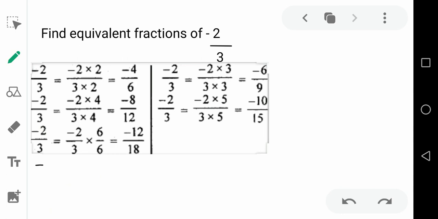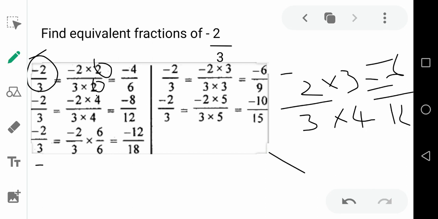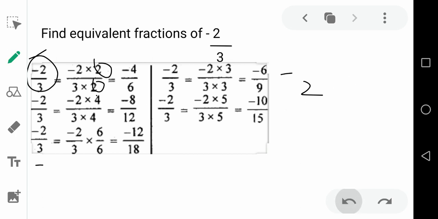So find equivalent fractions of minus 2 by 3. So what will you do? You will write minus 2 by 3 and then you will multiply numerator and denominator with 2. I have started with 2. You can start with any number, no problem. But the condition is that numerator and denominator should be multiplied with the same number. You cannot multiply the numerator, for example in minus 2 by 3, with 3 and the denominator with 4. So what's the answer? Minus 6 by 12. This is wrong. This you should not do. Numerator and denominator should be multiplied with the same number. That is the main condition. Okay. Then you will get the equivalent fraction.